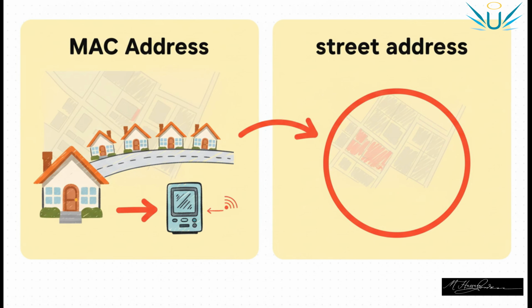So our letter has arrived in the right zip code. Now what? Well, you need the street address to find the actual house. And in the BACnet world, that's the MAC address. It's the final local physical identifier that pinpoints the exact device on that specific street, or that network segment.